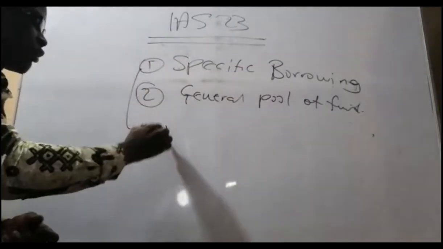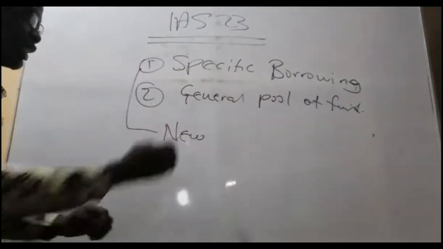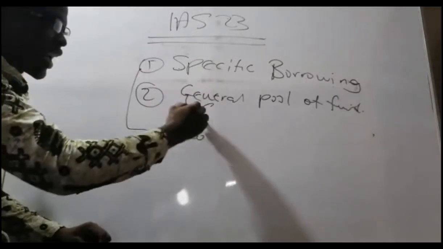Now specific, you go for a new facility. New facility. General pool of fund is also called existing.